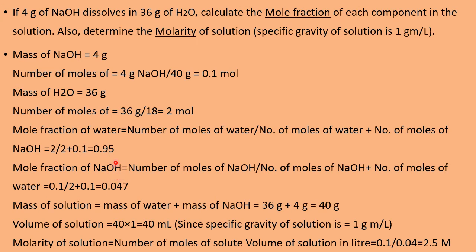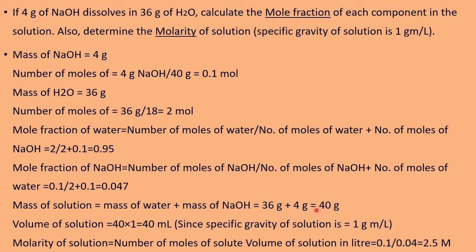So that gives the mole fraction of water and mole fraction of NaOH. First part is over. What is the next part of the numerical? It is molarity. What is the mass of the solution? Solute plus solvent together is a solution. So solute plus solvent equals 40 gram. So 40 gram is the mass of the solution.